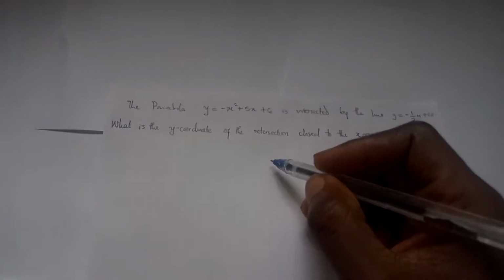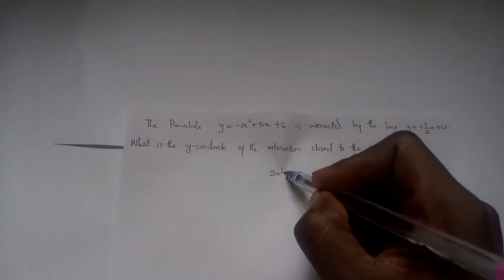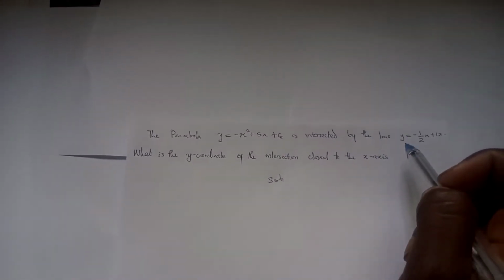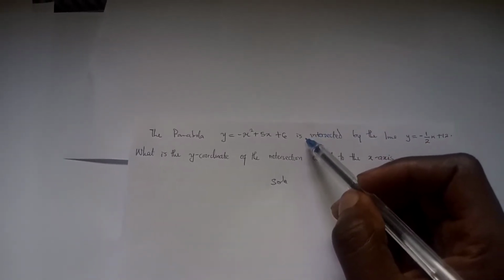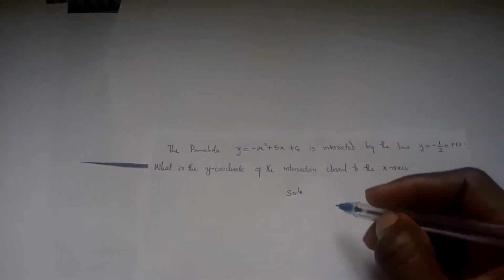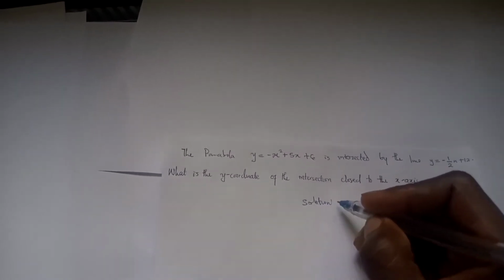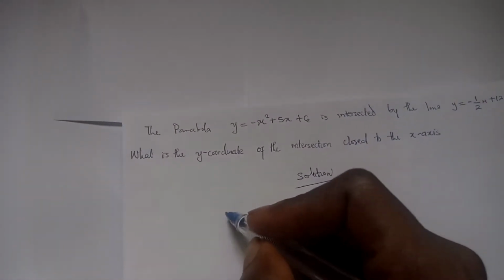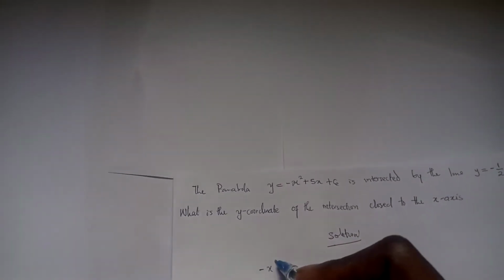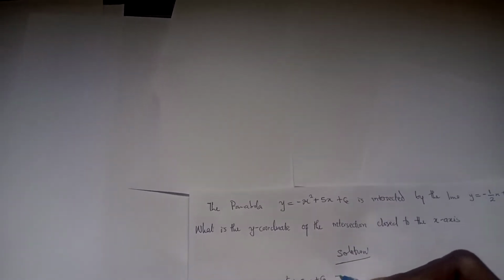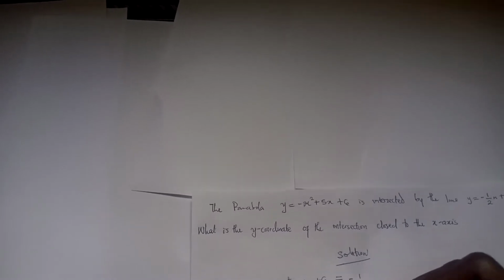Now, for us to solve this question, we have to equate this first line to this second line, which is minus x squared plus 5x plus 6 to minus 1 over 2 x plus 12. So let's do it. We have minus x squared plus 5x plus 6 is equal to minus 1 over 2 x plus 12.